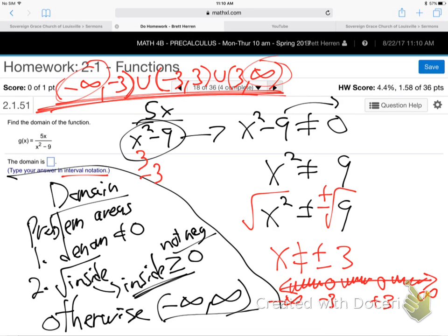Is that good? That's the domain. That's the allowable inputs. Okay.